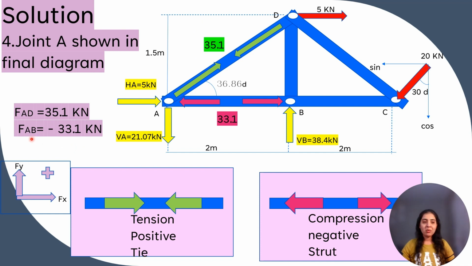And now for member AB, we got negative of 33.1. So let's see the sign convention for truss members. It's negative. That means the member AB is in compression. So the arrows will be like this towards the joint, or the arrows away from each other. So for member AB, it is 33.1 compressive.